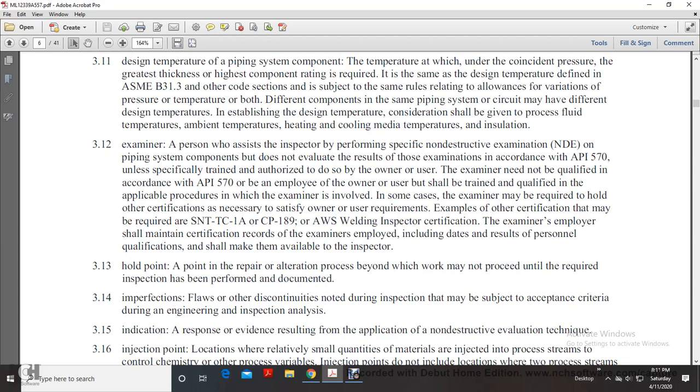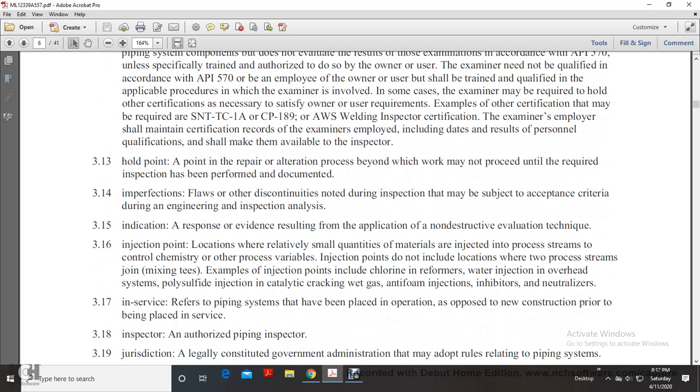The examiner need not be qualified in accordance with API 570, but if an employee of the owner-user, should be trained and qualified in the applicable procedures in which the examiner is involved. In some cases, the examiner may be required to hold other certifications necessary to satisfy owner-user requirements. Examples of other certifications are ASNT SNT-TC-1A, CP-189, or the AWS Welding Inspector certification. The examiner's employer shall maintain certification records of the examiners employed, including dates. The results of the personnel qualification shall be made available to the inspector.